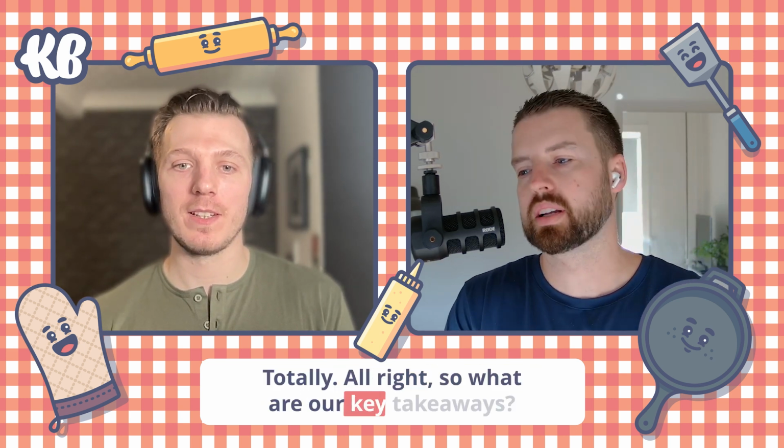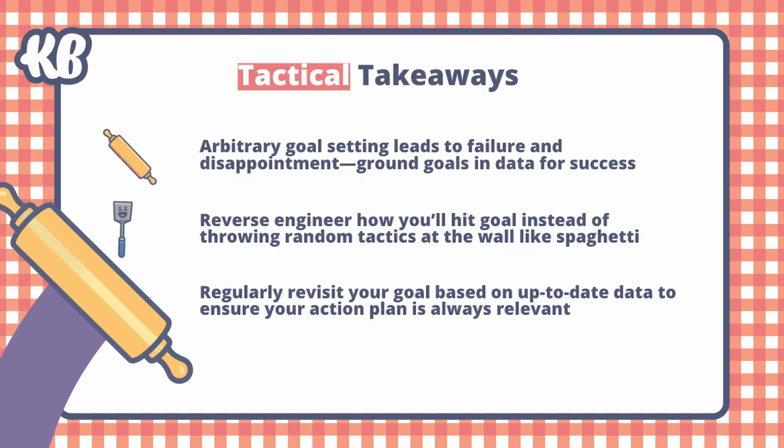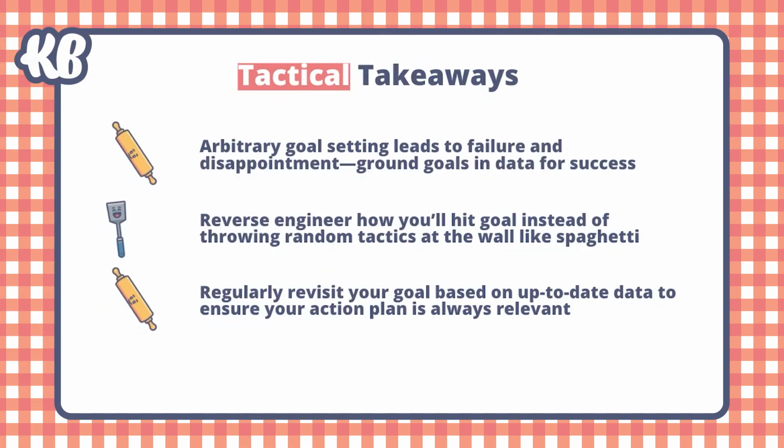Totally. All right, so what are our key takeaways? We're at the end now. Yes. So the first one and most important one, this is the hill I will die on: arbitrary goal setting leads to failure and disappointment. So B2Bs really need to be grounding goals in data for success. And that doesn't mean that you can't shoot for the stars, but it does mean that you need to be very, very realistic about what you're trying to achieve. Otherwise, I think the risks are it's going to burn the teams out. It's going to cause friction between marketers and exec boards when you've overpromised and under-delivered, or there just wasn't correct expectation setting that ever happened.